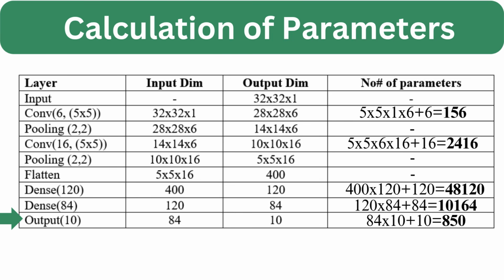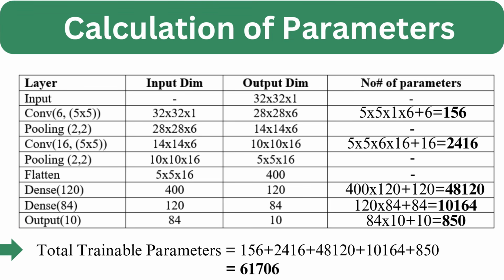Now let's compute for the output layer. We have 84 inputs to the output layer, and the output layer contains 10 neurons. So 84 times 10 plus 10. 840 plus 10, 850. So 850 is the number of trainable parameters on the output layer. Now we need to calculate the total number of trainable parameters, which is very easy. You just add all of the parameters at each layer and you will get the total. So we add all of them and we get 61,706 parameters for this complete CNN architecture.